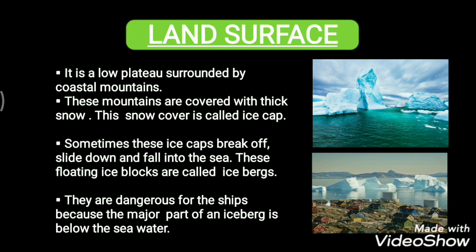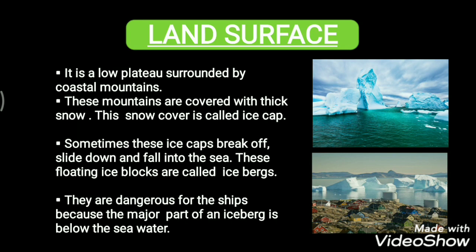Next, we move on to the land surface of Greenland. It's a low plateau surrounded by coastal mountains. If we see the map of Greenland, 80% of the area is covered with snow. In the coastal areas people stay, and these coastal areas are also surrounded by different mountains that are always covered with thick snow. This snow cover is called an ice cap.